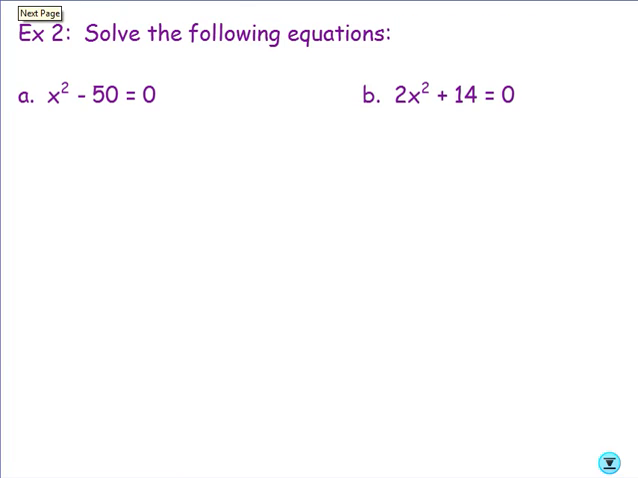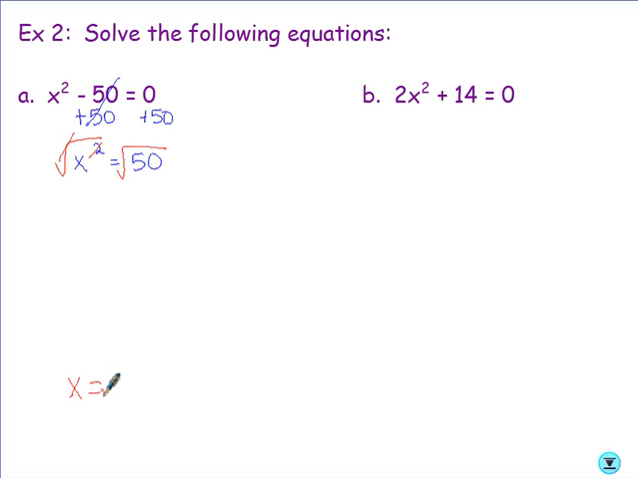So let's look at these. Example A, again, we're not ready to square root because this time the 50 is on the wrong side. So we're going to start by moving this 50 by doing the opposite, which is adding 50. That leaves me with x squared equals 50. That is ready to be square rooted. So I'm going to square root both sides. Squares and square roots cancel. Down here, I have x equals.